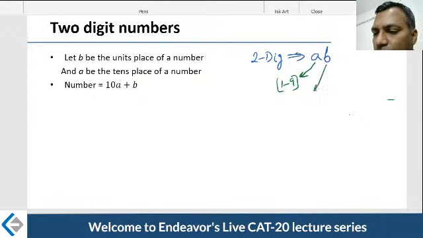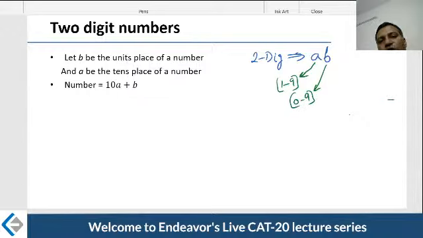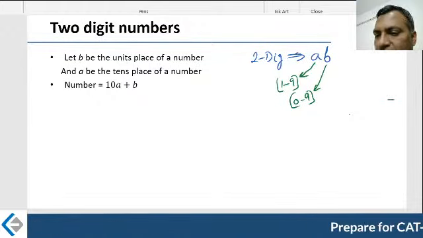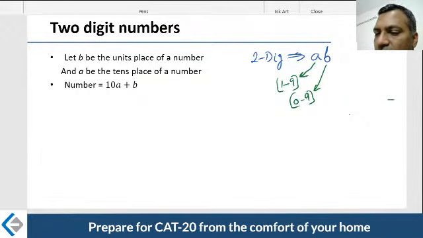And then B, what about B? B can take any value between 0 and 9. Therefore, that is the units digit. Can the units digit be 0? Yes, the units digit can be 0, right? So therefore, you write 0 to 9 and 1 to 9.